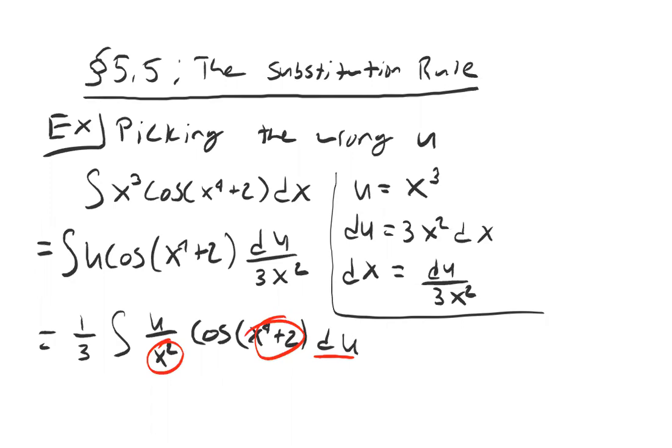So this is what you want to watch out for. If after I plug in for dx I don't get all the x's to cancel out, then I've made a mistake and I need to go back and try something else. Or I need to look for, can I make another substitution that makes it work? In this case, no. So just be aware that this is not what you want to do. This is a mistake here. Okay, so let me go on to the next example.